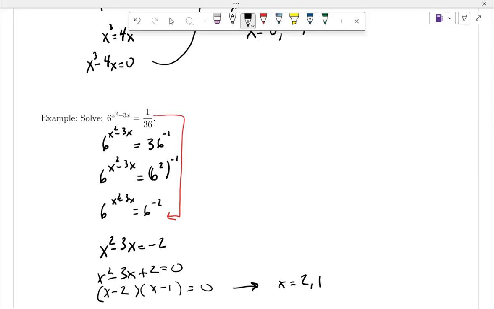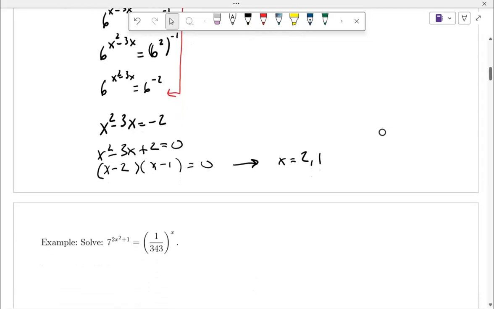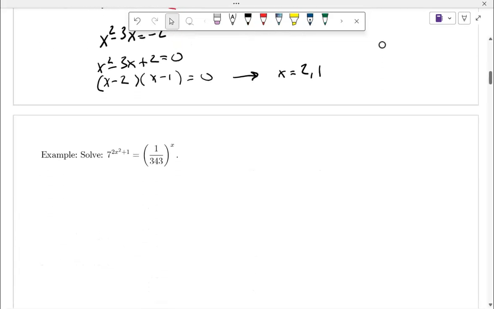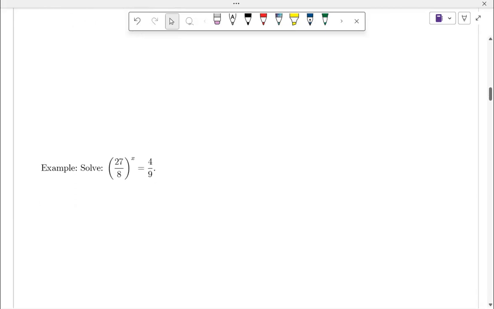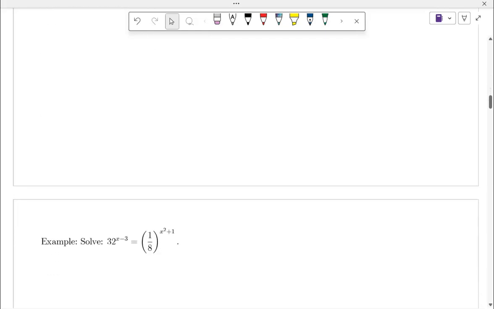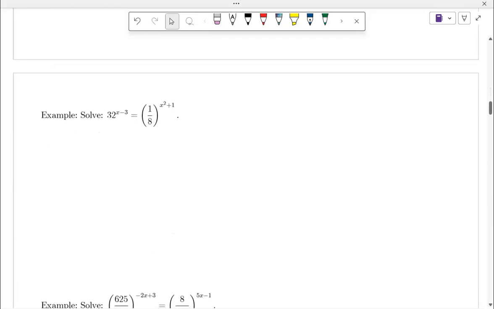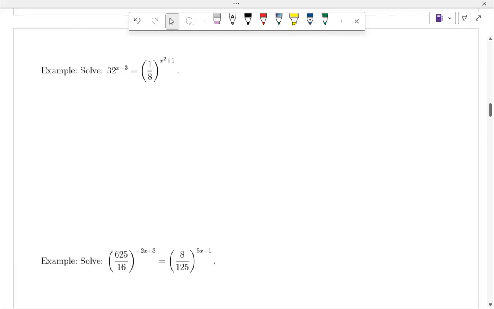So again, here the goal is to make sure that we get the same base on both sides. So let's see what happens if we have different things. I'm going to leave the next 2 for practice because the next 2 should just be like what we've been doing. I'm going to skip over this one for the time being and go to the next one, and then I'll come back to this one. Okay? All right. All right, so let's say we look at this one that says 32 to the x minus 3 equals 1/8 to the x squared plus 1.